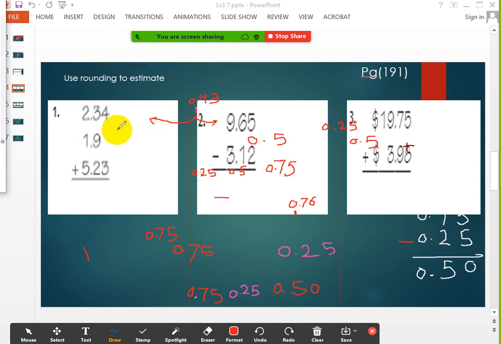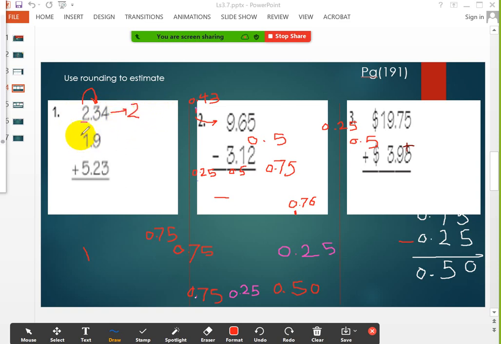If I want to round this number to the nearest whole, this is the ones digit. Before the ones digit, it's 3, right? 3 is less than 5, so I will keep the same number in the ones digit. It's 2, and the digits before it will be 0. No need to write them, because the zeros have no value. So this number becomes 2.